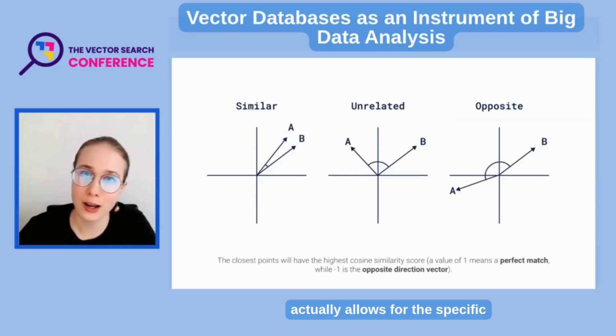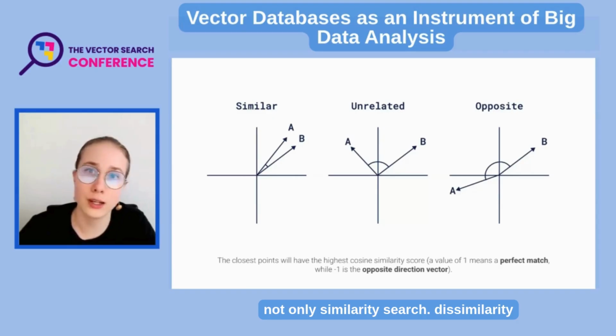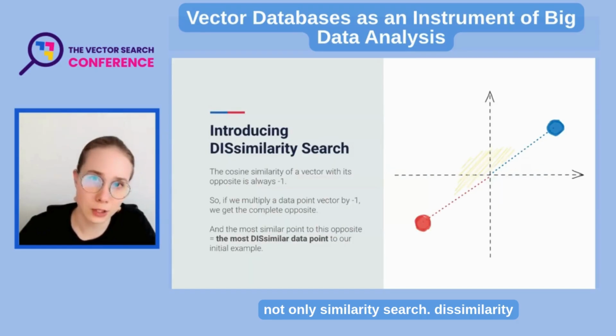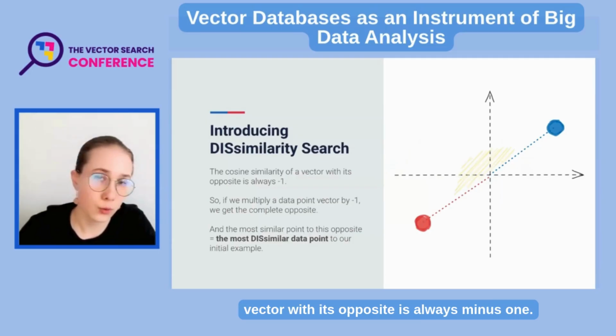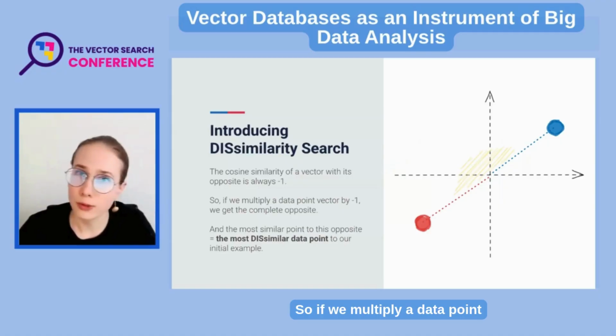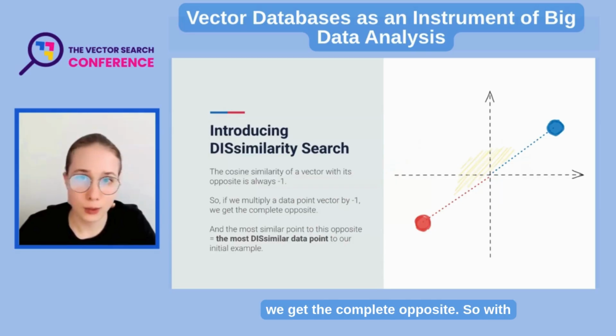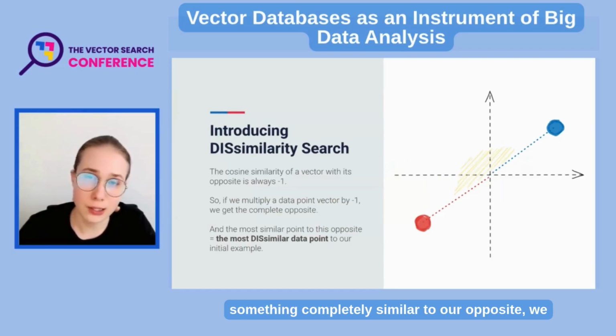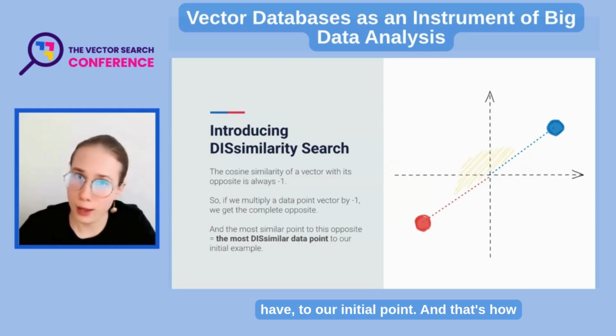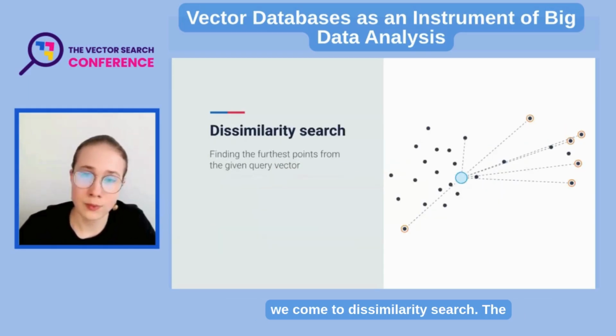And this feature actually allows for the specific ability of vector databases to do not only similarity search, but also dissimilarity search. So cosine similarity of a vector with its opposite is always -1. So if we multiply a data point vector by -1, we get the complete opposite. So with any vector search solution, if we find something completely similar to our opposite, we get a dissimilar point, the most dissimilar point we have, to our initial point. And that's how we come to dissimilarity search.